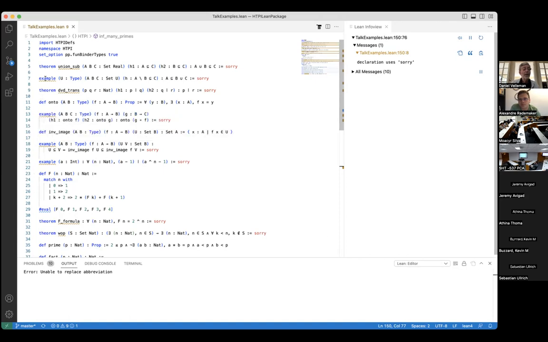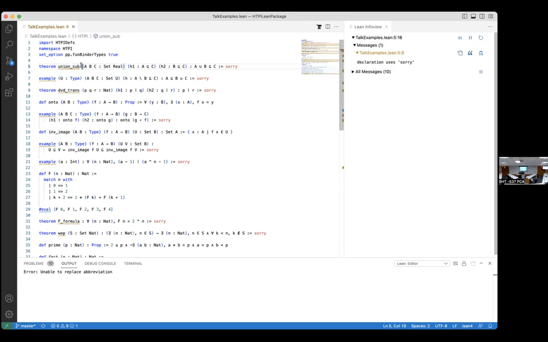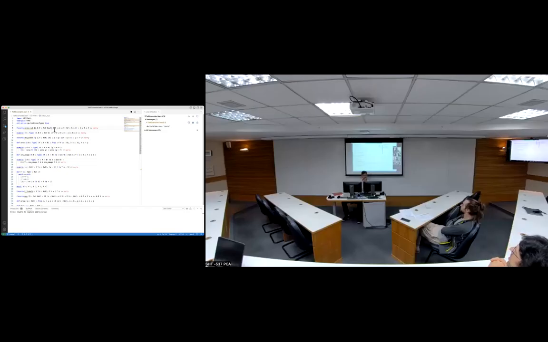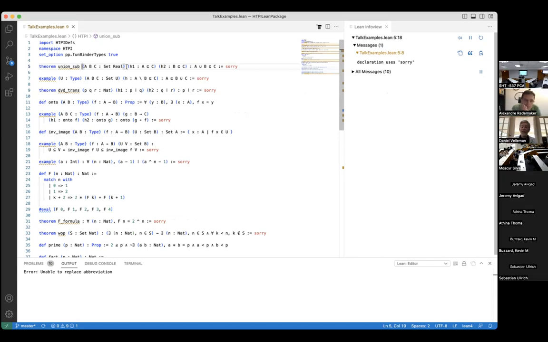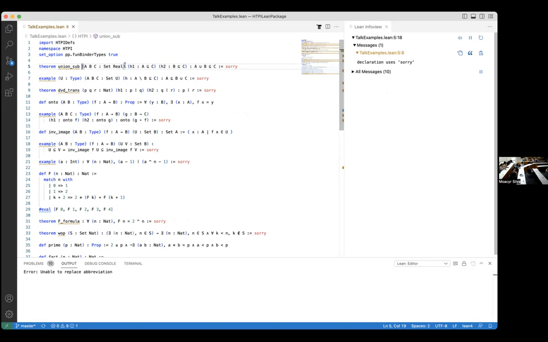Well, let me just plunge into my first theorem. I have a theorem here. I've given it a name, union sub. I hope everyone can see what I'm pointing at here. The statement of the theorem starts by introducing three variables, A, B, and C. And Lean is kind of fussy about types. A, B, and C are sets, but that's not enough for Lean. Lean wants to know, well, yes, but what's the type of the elements of these sets? So these are going to be sets of real numbers, and that's what this A B C colon Set real means. A, B, and C have type Set real. That means they're sets of real numbers.